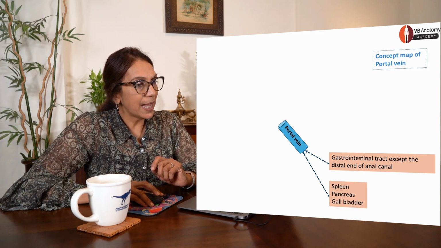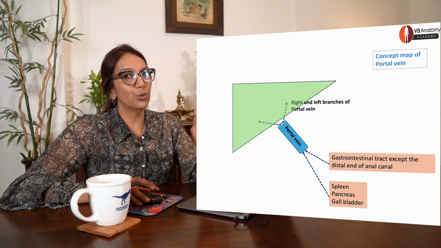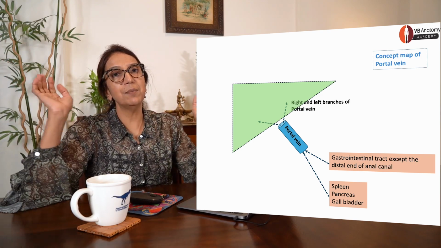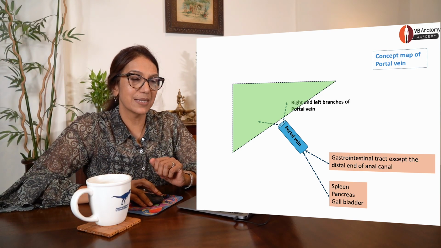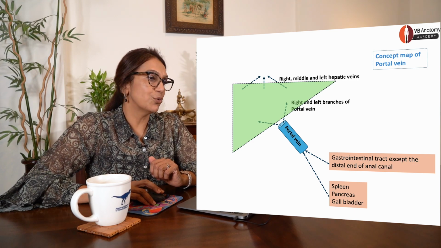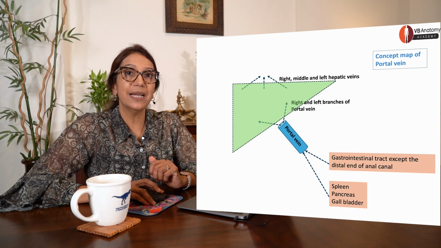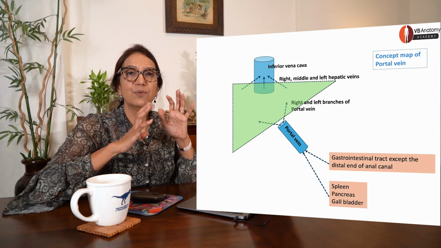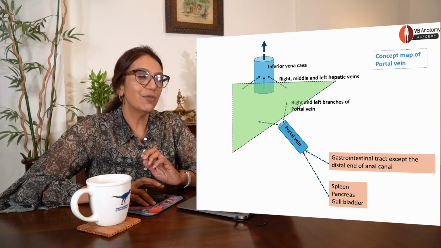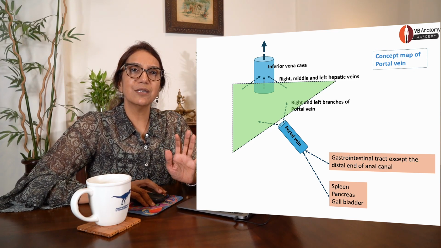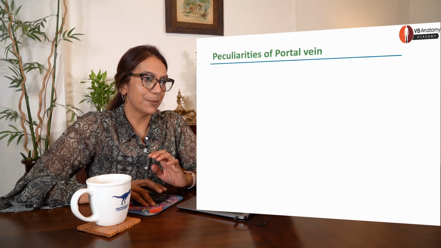This portal vein carries all this loaded blood into the liver and branches out into right and left branches, releasing the blood into the liver through sinusoids. The blood now flows through sinusoids and finally drains into the hepatic veins, right, middle, and left, and drains into the inferior vena cava. So this is what portal vein is all about, from where, of course, the blood goes into the systemic circulation. This is, in short, your portal vein.